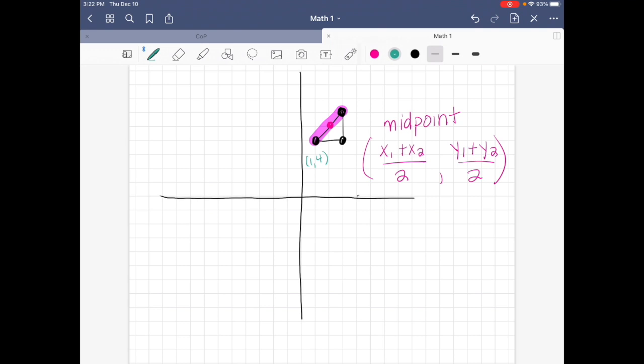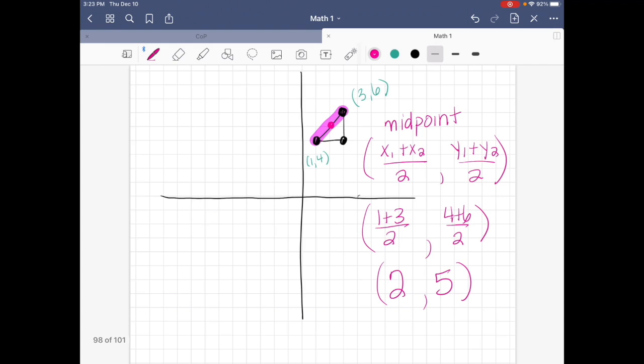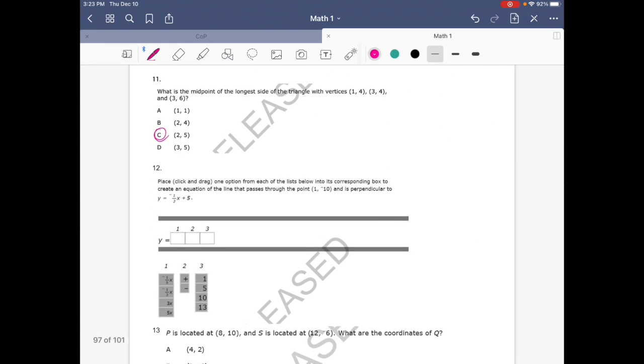So this point we said was 1, 4. And this point was 3, 6. So if I add up my x's, so I have 1 plus 3 divided by 2. My y's, 4 plus 6 divided by 2. So 1 plus 3 divided by 2 right here. So that's going to be 4 divided by 2, which is 2. 4 plus 6 is 10 divided by 2 is 5, which is correct. So sometimes you can even see the answer just by graphing and not having to do the extra work.